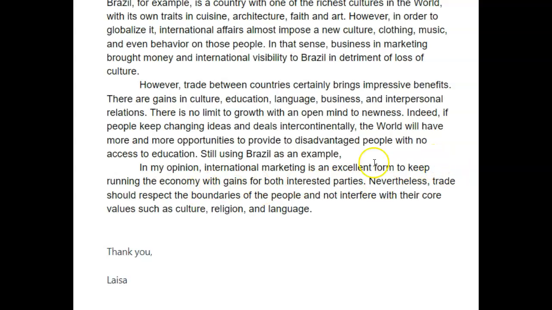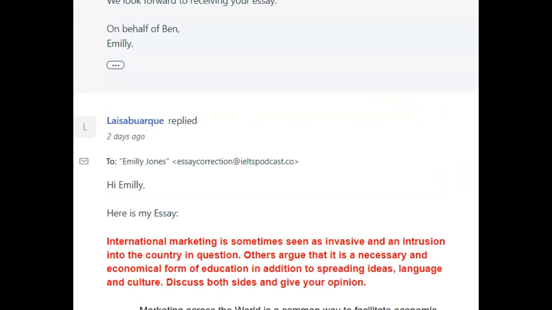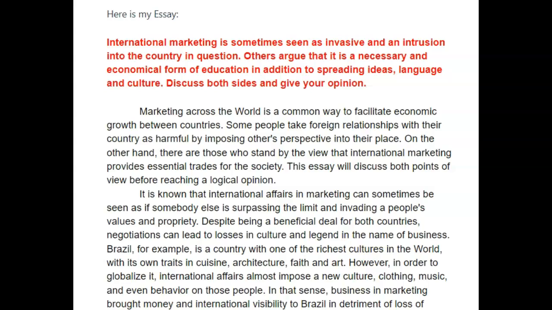No, this is not appropriate grammar. Is an excellent form to keep the economy running with gains for both interested parties. Nevertheless, trade should respect the boundaries of the people and not interfere with their core values, such as culture, religion, and language. Okay, so that was fine. So you should have a pretty good idea about what the strengths of this essay were.